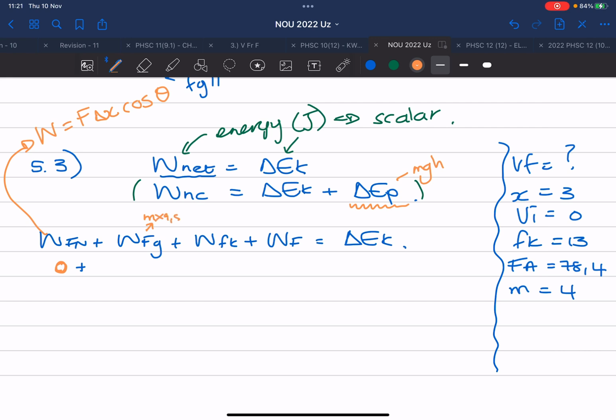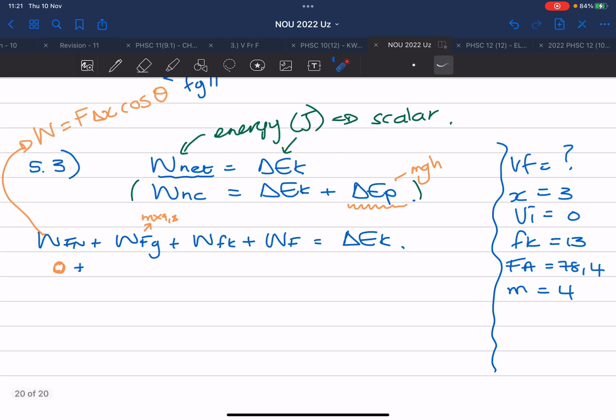Mass times 9.8. So the force will be the mass times 9.8. So dit gaan wees 4 maal met 9,8. Now I need the direction, the x, that will be 3. For all of them, the x is going to be 3. So maal met 3. And now I need the cos theta. Wat is daai cos theta? It is the angle between F and x.